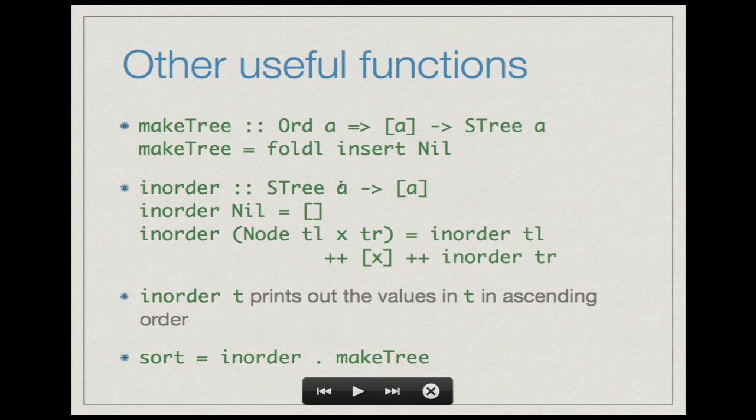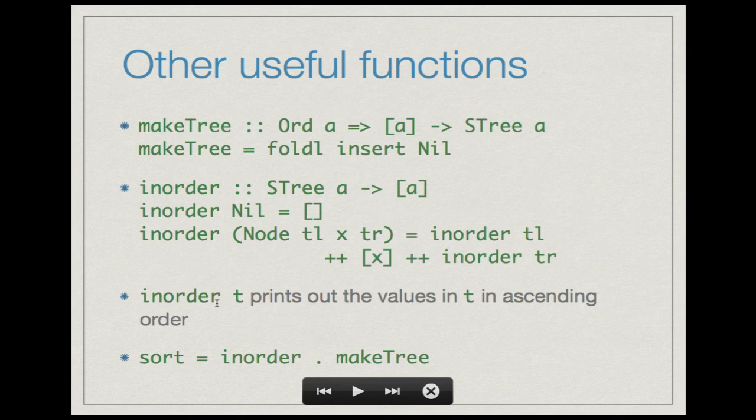Inorder is another useful function. Inorder of nil is nothing but the empty list. Inorder of node tl x tr is to recursively print inorder the left subtree and then print the root and then print inorder the right subtree. This is called inorder because the root is placed in between the inorder of the left subtree and the inorder of the right subtree.